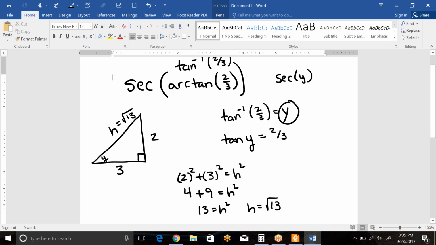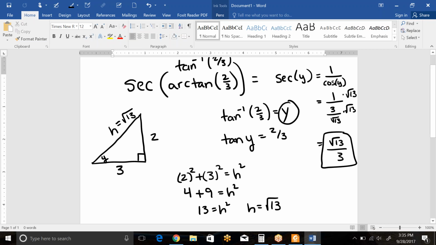We use the tangent information to help us set up the triangle. So when we try to find the actual secant of y, you probably want to switch that to 1 over cosine of y, because that'll be easier to find from the actual triangle. Cosine, remember, is adjacent over hypotenuse. And then we don't like having a fraction inside of a fraction, so we'll multiply top and bottom by square root of 13. So we get square root of 13 over 3.